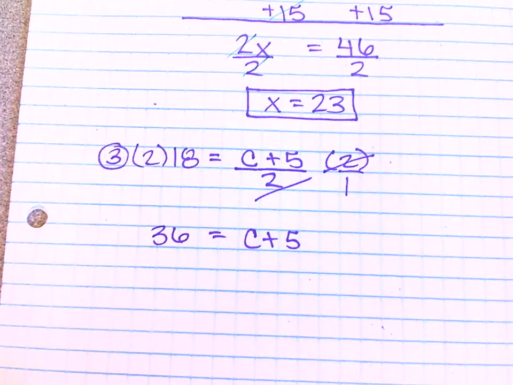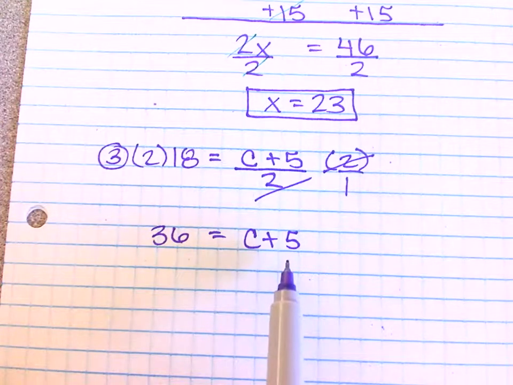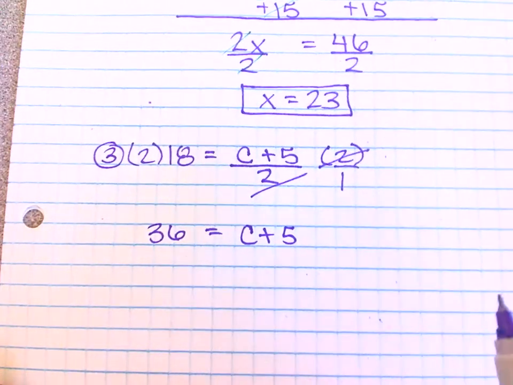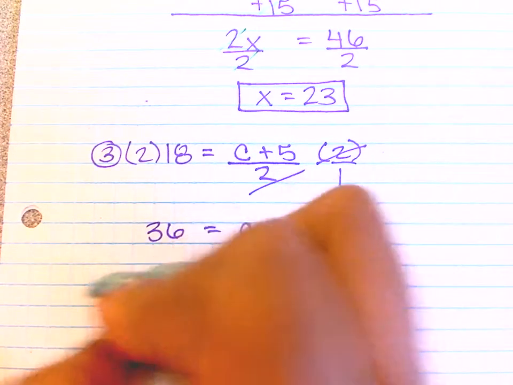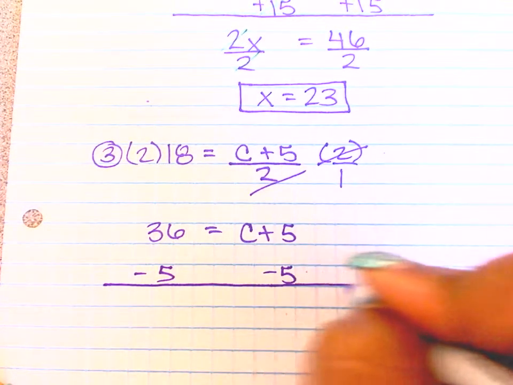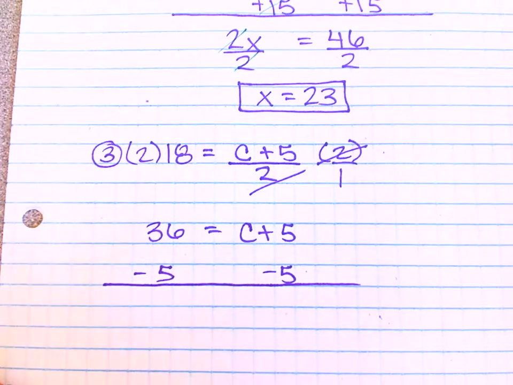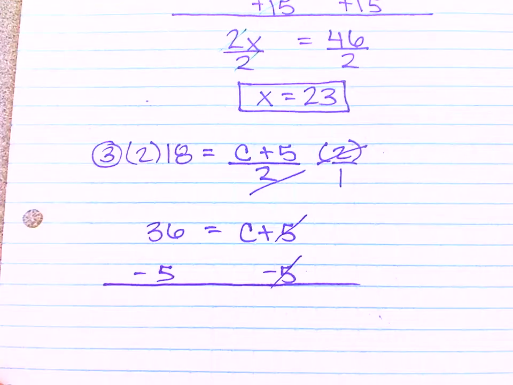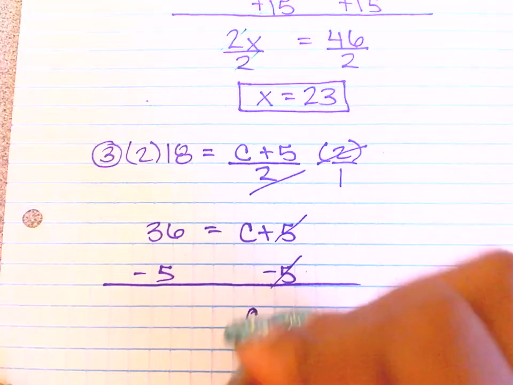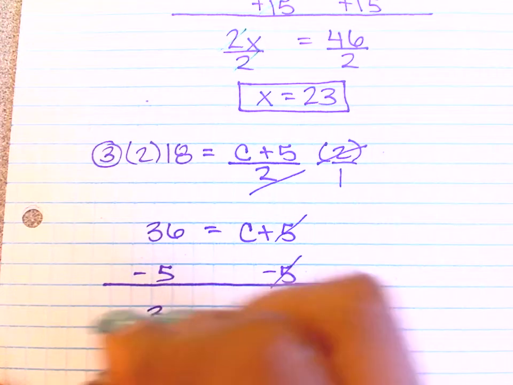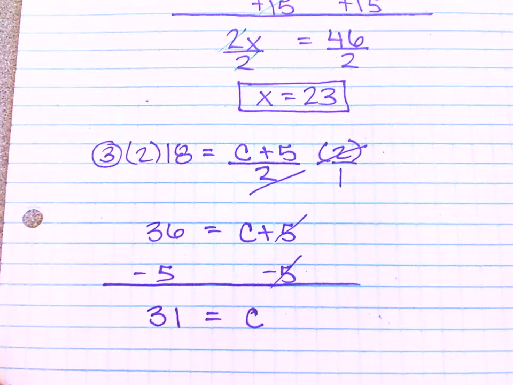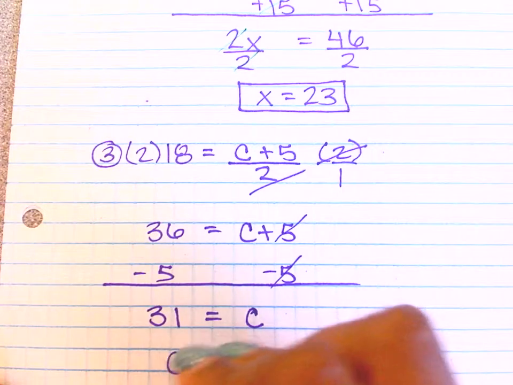Now again, two-step equation. Now I'm going to subtract 5 from both sides to get c by itself. Because c wants to be by itself. Our variables like to be intrapersonal. They don't want you to bother them. So now my 5's cancel, and I have c left on this side. And now I have 36 minus 5, which is 31. So c equals 31.